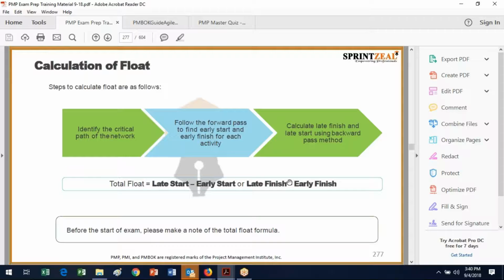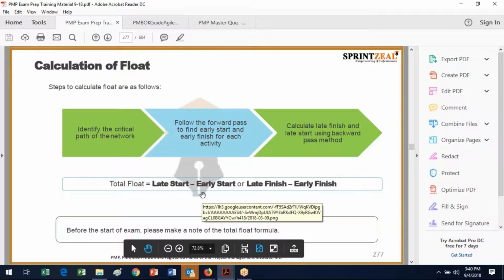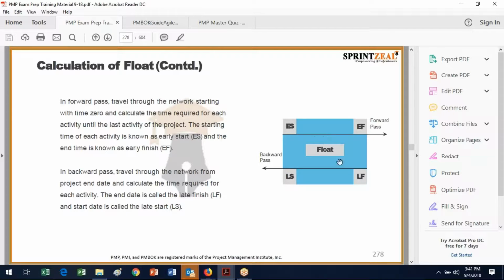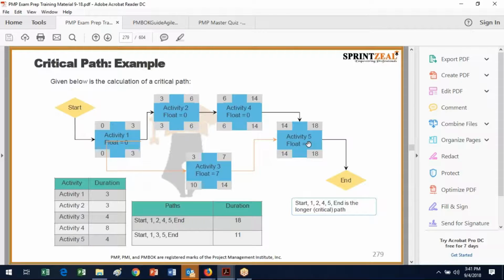So this is an actual formula. Total float for a task is either the late start minus the early start, or the late finish minus the early finish, as depicted in this diagram. Both of them should give the same answer. In other words, if you've done a network diagram and you do this minus that, and you do this minus that, and it's not the same number, then you've got a mathematical problem with your small number math on the test.